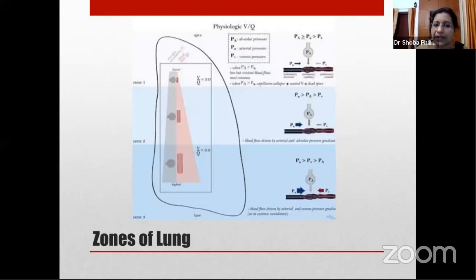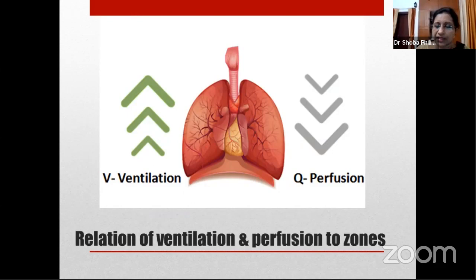The same thing, zones of the lung, describe what was shown. This is in another schematic diagram. So basically what we should understand is that ventilation is better at the apex of the lung and lesser towards the base, whereas perfusion is just the reverse. It is better at the base of the lung and less at the apex. But when the effect of gravity comes, ventilation also becomes better at the base.